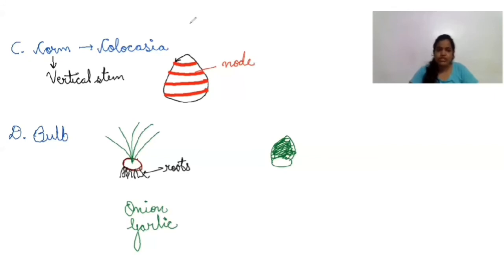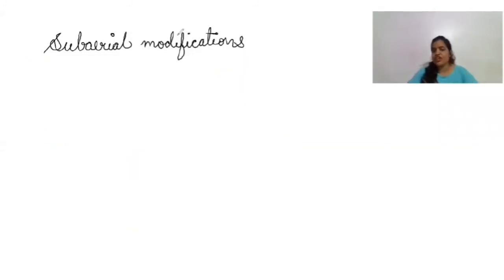Next, we have got the second part of the modifications, that is subaerial modifications. So let's put the heading first: subaerial modification. These subaerial modifications, as we discussed, are the modifications of the stem which is present very close to the soil. So the first type of subaerial modification we have got is runners.